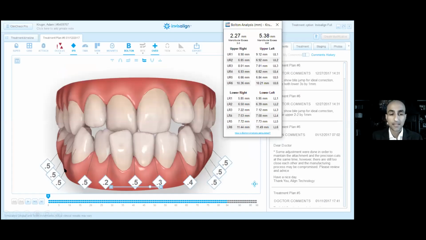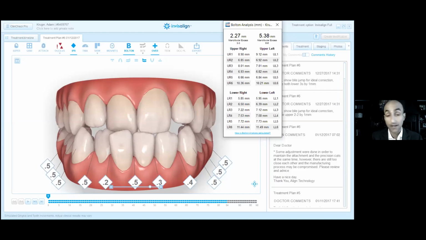So ClinCheck here showing a lot of IPR, and this is just a screenshot. So hopefully, I'm assuming you can hear me, but a lot of IPR here. And this is obviously going to benefit the class 3, but look at his Bolton, 5.3 millimeters. So that is something I want to know.